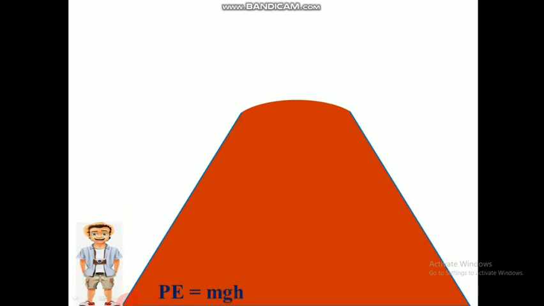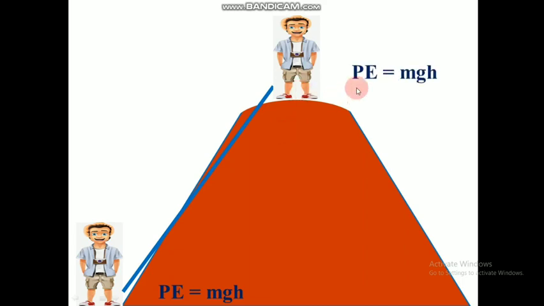Then the person starts climbing the hill in this way. So he just climbed like this to the upper portion. There the potential energy will have some value because the height is increased. There he has a mass, he has the gravitational constant and he also has the height. In this case height was 0, so the potential energy was also 0. In this case PE will have some value as the height is increased.